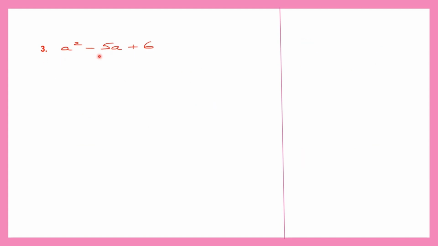Question 3, a square minus 5a plus 6. Here again, let's multiply the first term and the third term. That becomes a square into 6, which will be 6a square. Let's take the middle term, minus 5a. We have to split this in such a way that we get two numbers that will add up to give us minus 5a and multiply to give us 6a square.